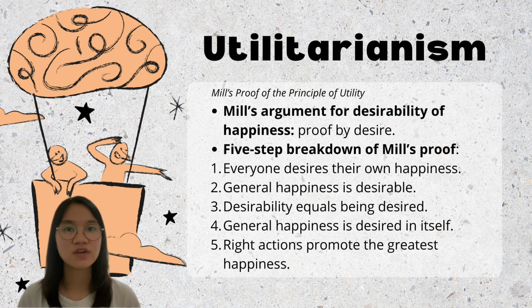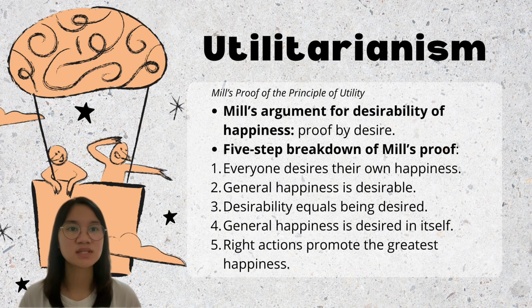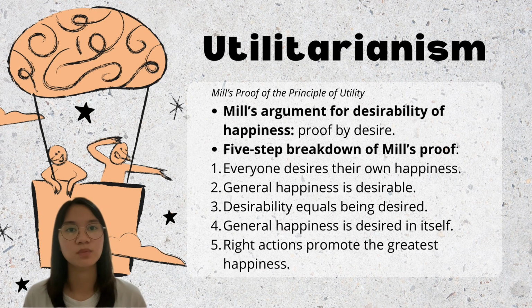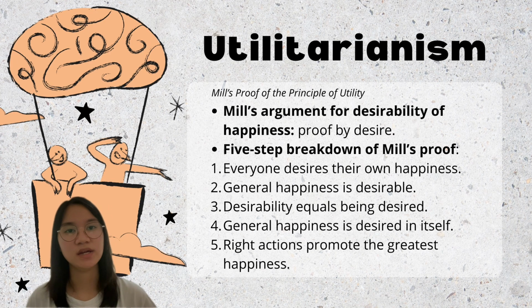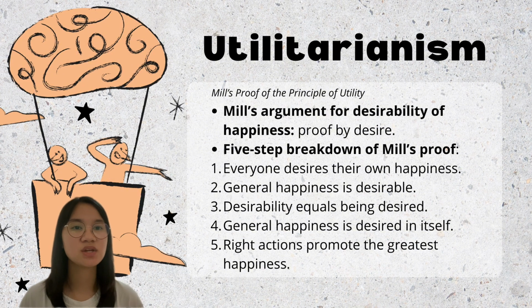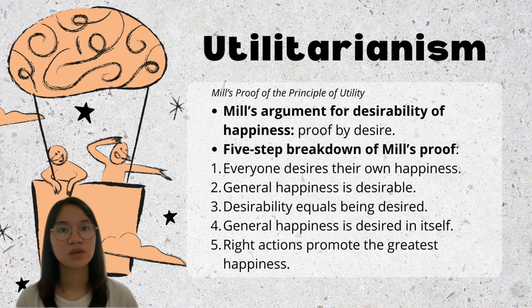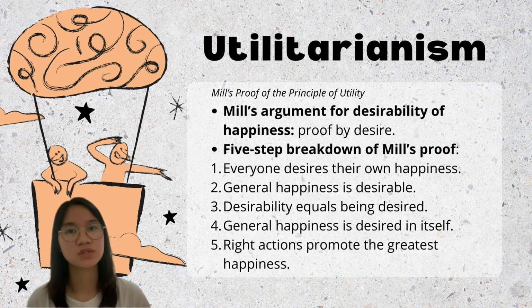Second, therefore, general happiness is desirable by everyone. Since everyone desires happiness for themselves, the concept of happiness, in general, is something that all people value. Third one, desirability equals being desired. Mill asserts that something is considered desirable only if people desire it. There is no other criterion for determining whether something is worth pursuing.